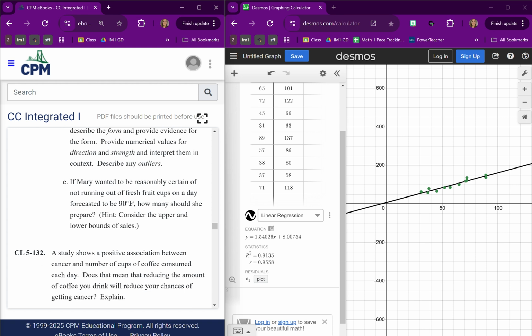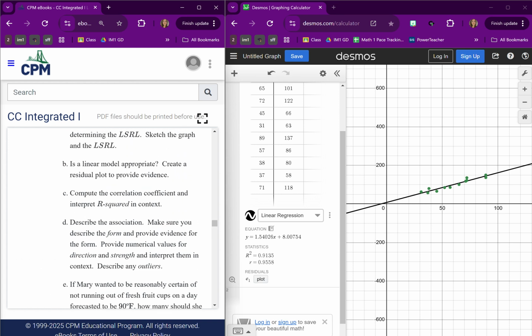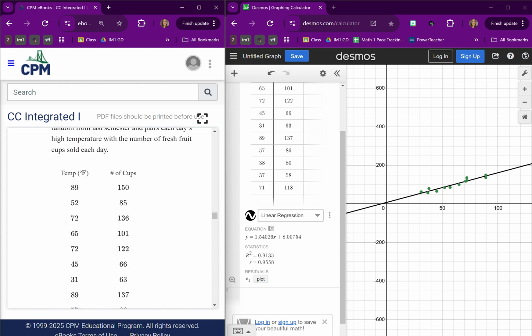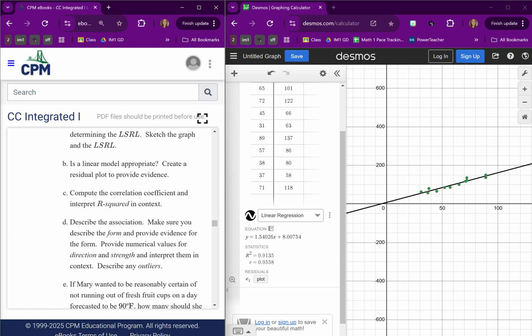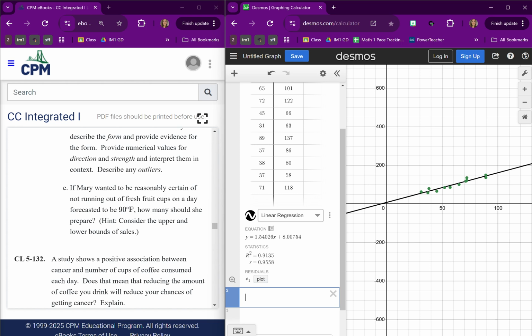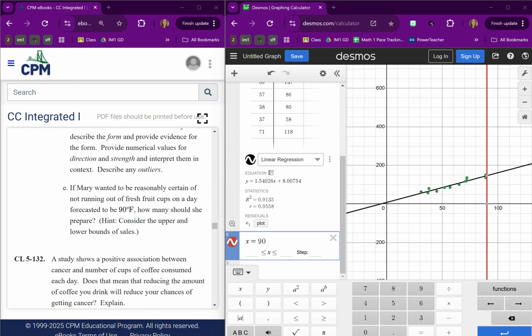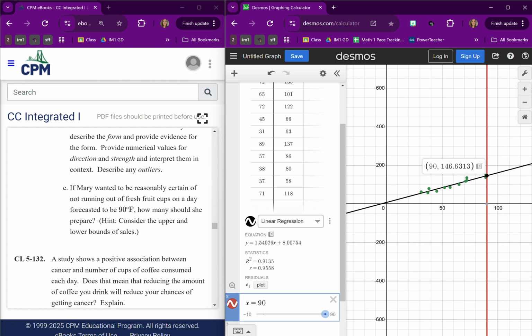Part E. If Mary wanted to be reasonably certain of not running out of fresh fruit cups on a day forecasted to be 90, how many should she prepare? Okay, so 90 degrees. Degrees was our X value. So I want to know what happens when X, or degrees, is 90. So let me type that in here. All right, so when I type in x equals 90, I see this red line, and I want to know where it meets my least squares regression line. So when 90 is the temperature, then we can expect to have 146 fruit cups be sold.